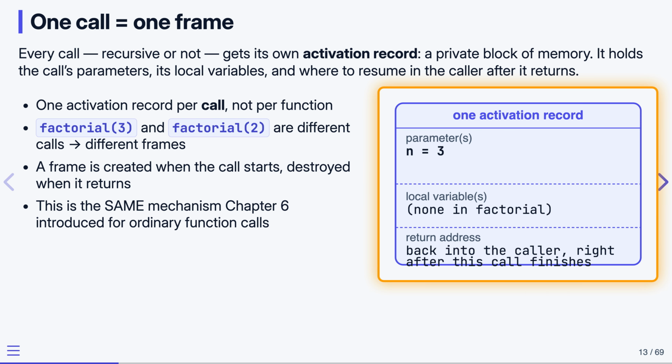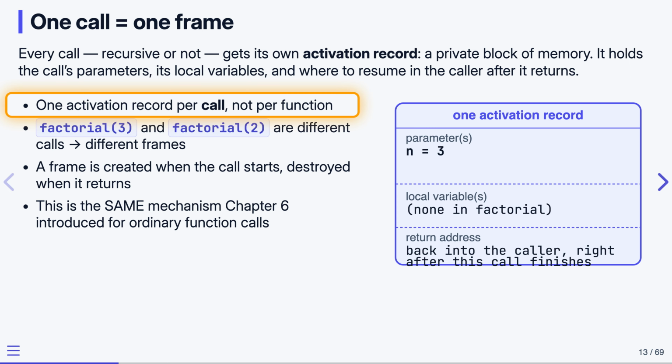Every call, recursive or not, gets its own activation record. Think of it as a private block of memory for that one call. The figure shows one record. It holds three things: the call's parameters, its local variables, and the return address, which is where to continue in the caller after the call returns.